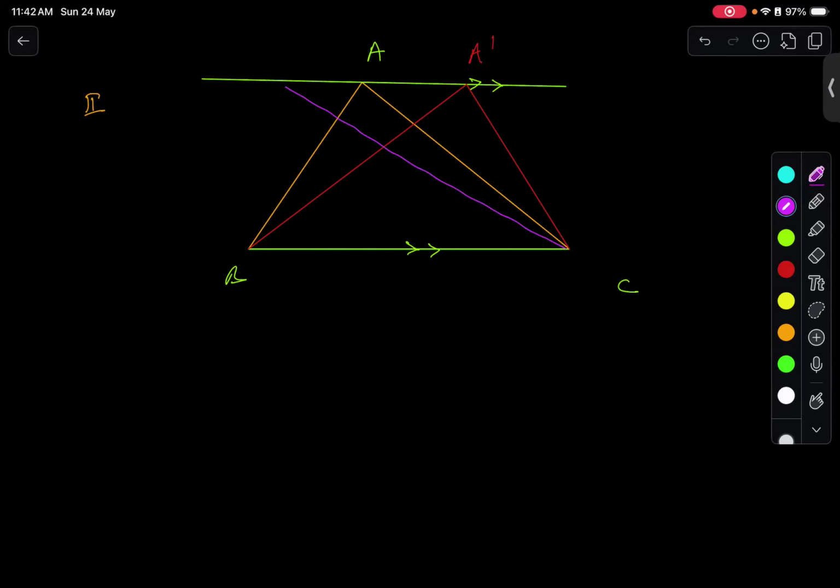Why is this so? Anyone? Help me out on this. Why will the area of all these three triangles be the same? Because the base and height are the same. The height will always be the same. So if the heights are always the same and the base is the same, the area of the triangle will always be the same. So that's the reason we are doing that.